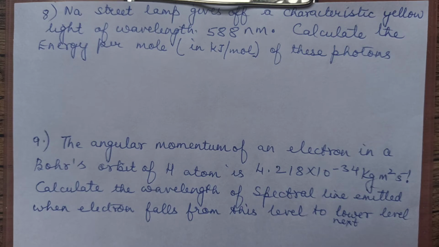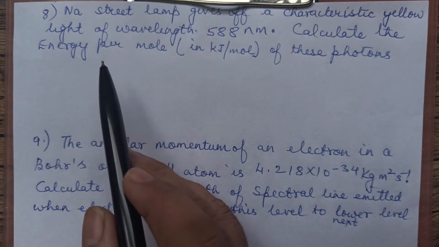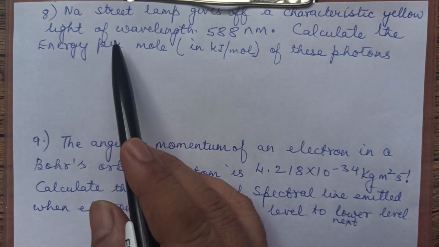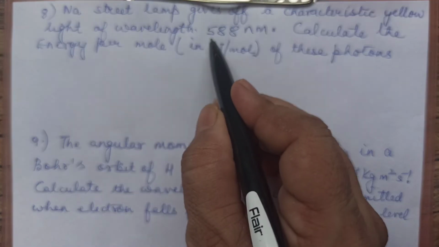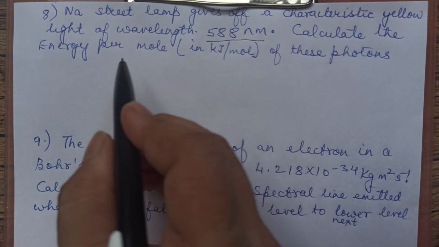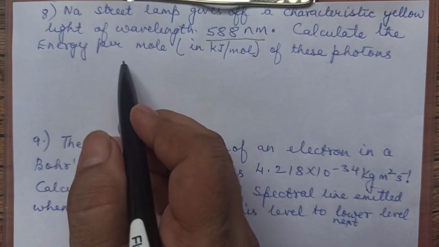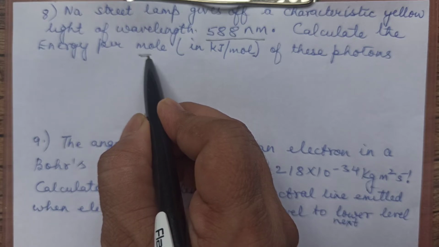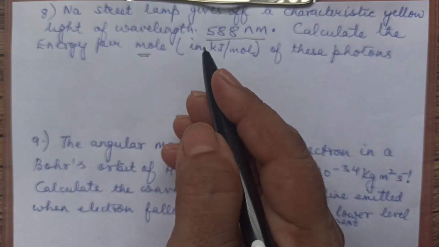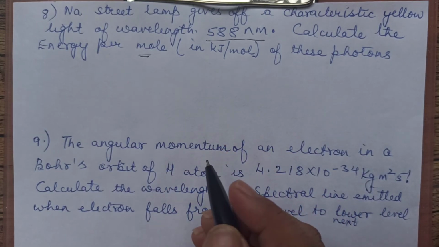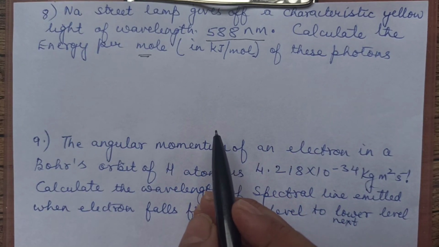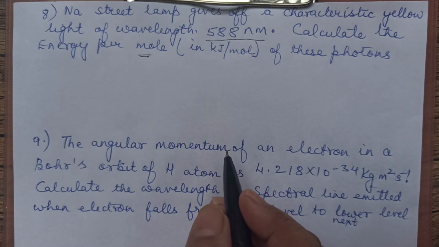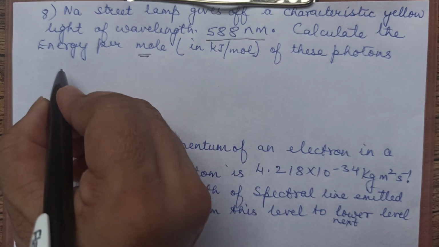Next question now. See, a sodium street lamp gives off characteristic yellow light of this much wavelength. It's given in nanometer and we are asked to calculate energy per mole. Please read these things very carefully. Are they asking per mole or are they asking per atom? So per mole means in 1 mole you have Avogadro number. So we need to multiply with Avogadro number. So what will we do?